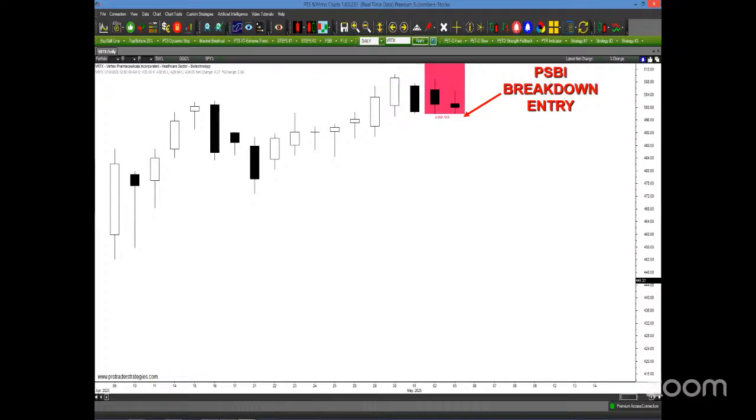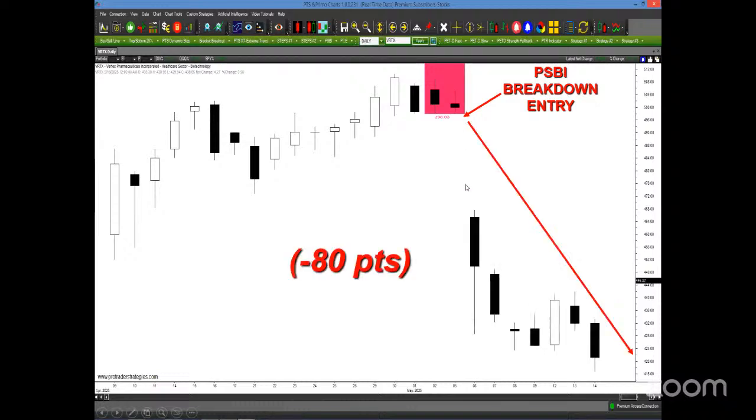And it does. There's our secret breakdown area, and here is the breakdown. It's hard once again to see, but we just barely traded there. And look what happened. The next week, it fell roughly about 80 points. You could have gotten in right near the highs and exited. Or you could have saved yourself a nice 80-point loss if you were long.